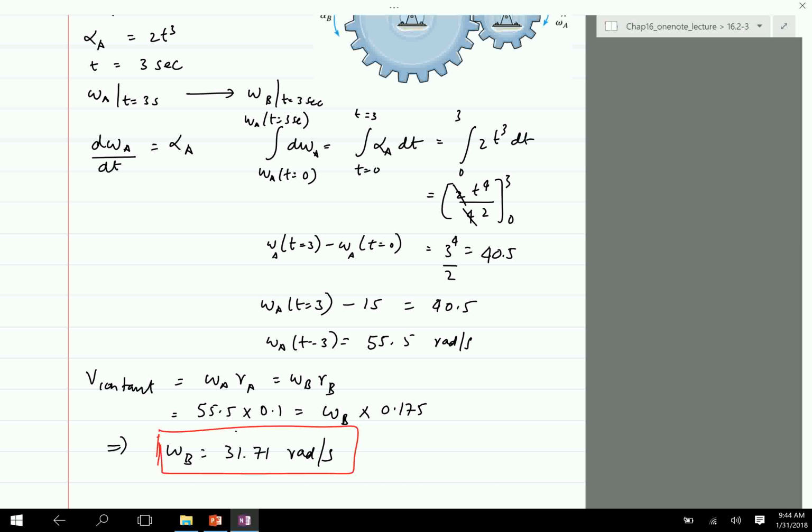Okay, any questions? Note that I integrated the equations. I did not use the constant acceleration formula, because acceleration is not a constant. That's a very common mistake people make. Okay, last question.